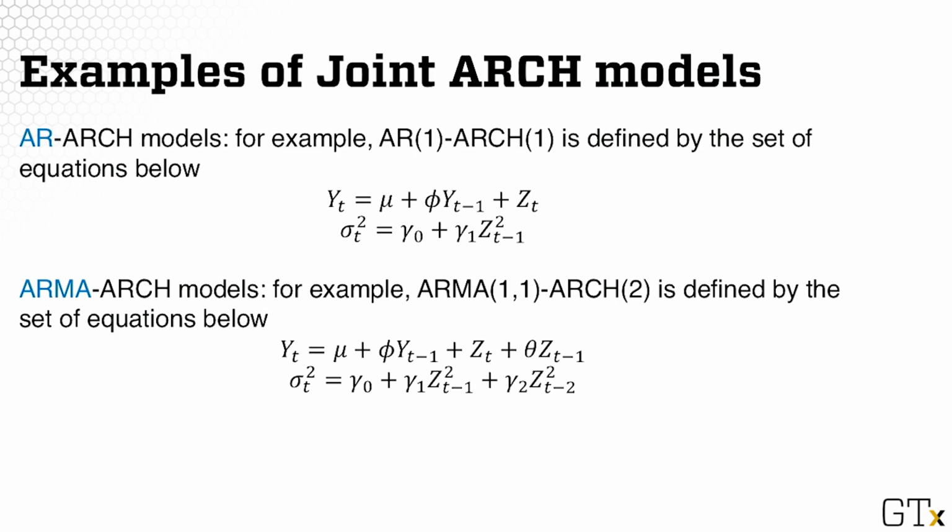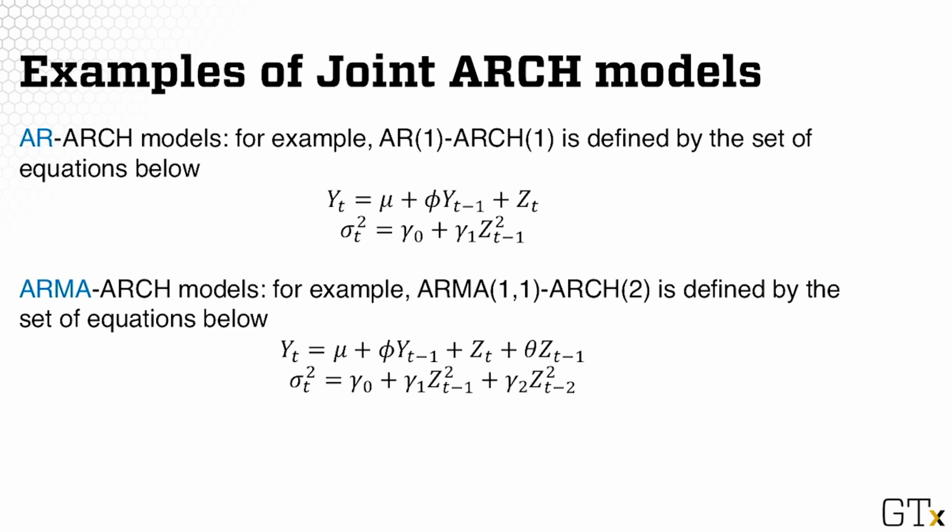We can combine the ARCH model with an ARMA model as illustrated in the first slide of this lesson. Some specific examples are provided here. We can begin by assuming an AR1 process for modeling yt with mean mu and AR coefficient phi. Then the error process zt can be assumed to be an ARCH-1 model. Hence, the conditional variance is gamma 0 plus gamma 1 times zt minus 1 squared.